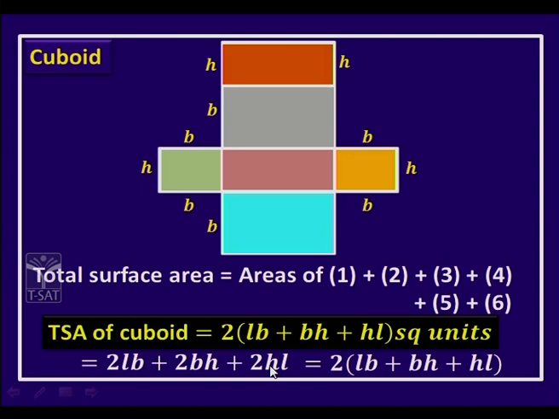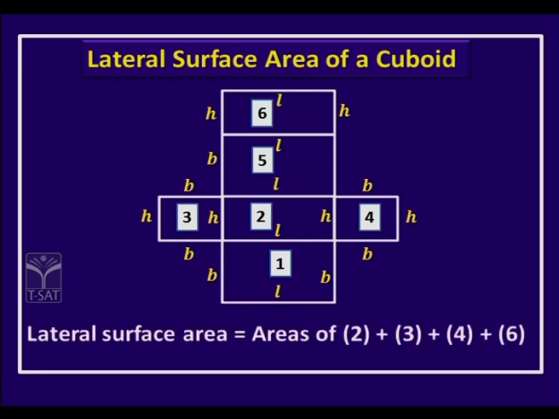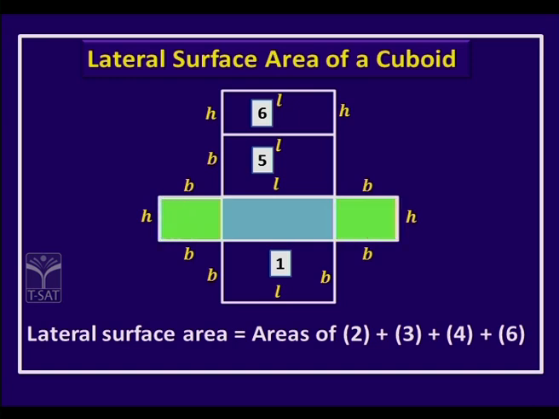So, children, let us now learn about the lateral surface area of cuboid. Okay. So, we have already seen, children, what do you mean by lateral surface? Only the 4 surfaces. That means, we are going to remove the top and bottom. So, the 4 surfaces are here, you can notice the shaded regions. So, these are the 4 surfaces, okay. Areas of these 4 surfaces, we will get the lateral surface area of cuboid.